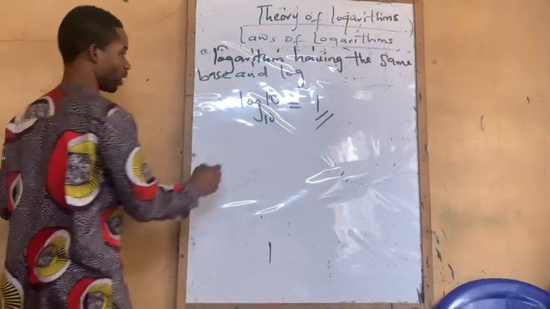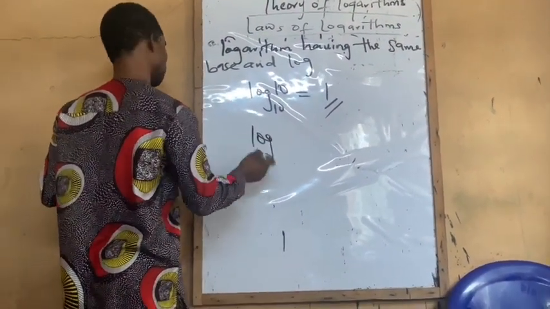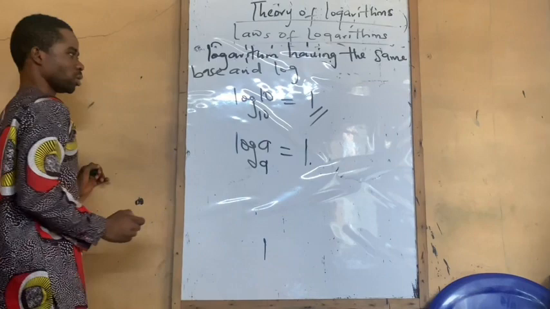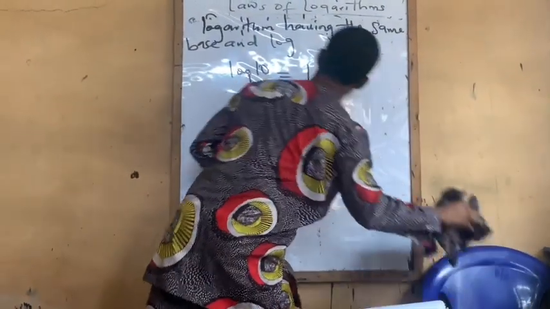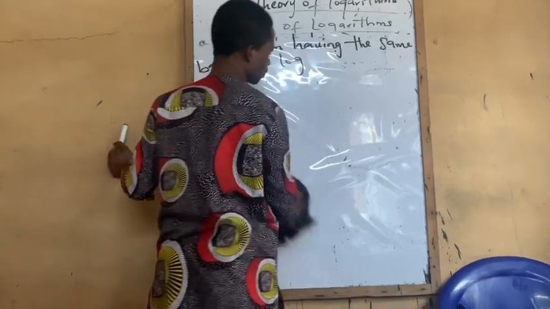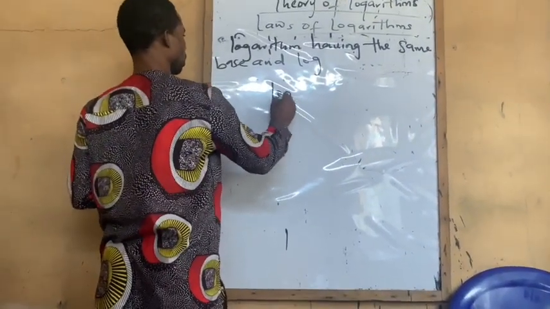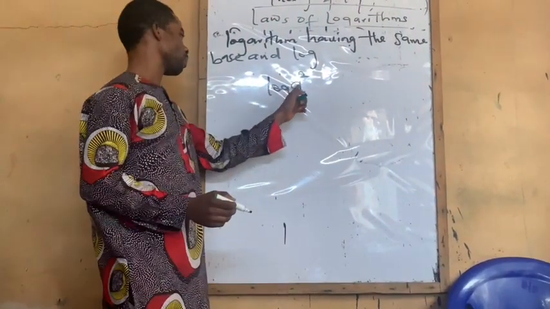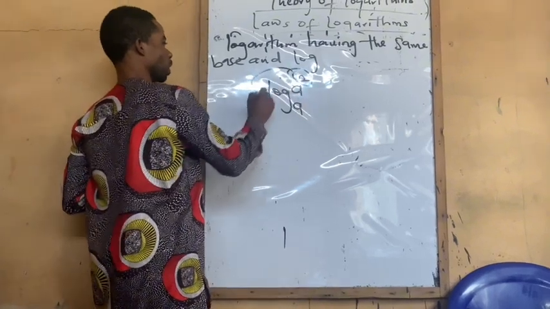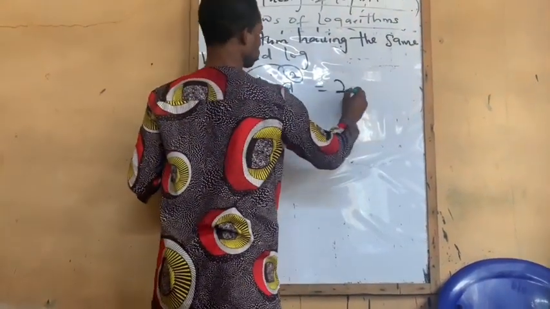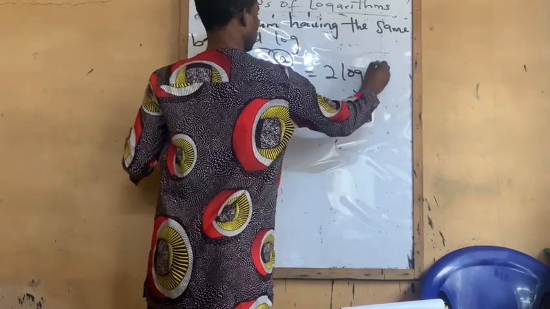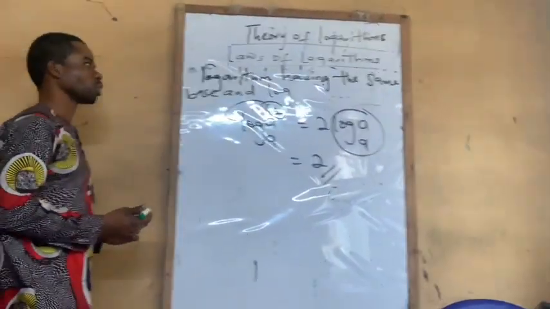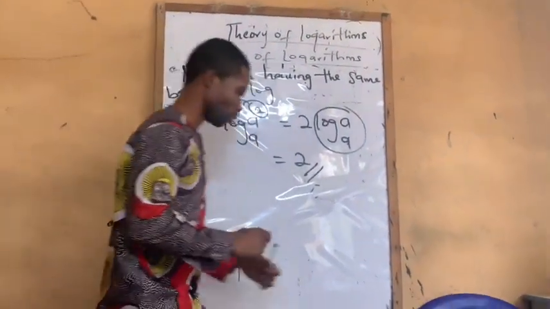Like if I have log a base a, the answer is 1. That means if I have something like this in logarithms, log a base a raised to power 2, I can bring this one here, like the way I said, 2 log a base a. You know that this is 1, and 1 times 2 will be 2. We should not forget that.